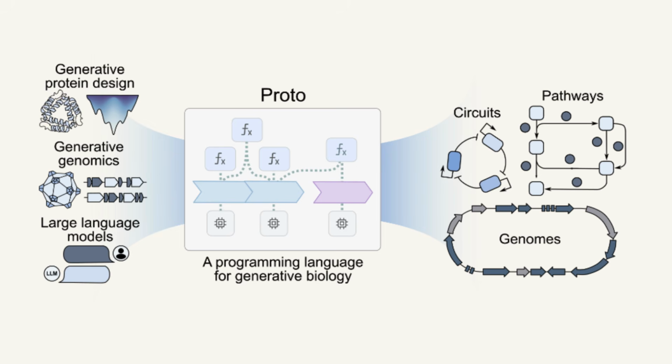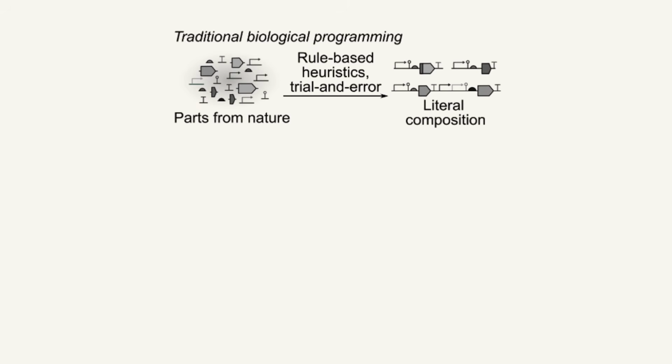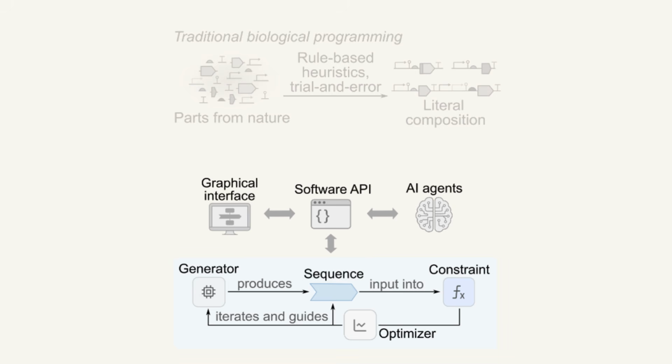Proto is a high-level programming language and tool platform for generative biology. The goal of Proto is to make it easier to compose biological AI models into design workflows without needing to rebuild a custom pipeline for every new task. Many biological design campaigns depend on a combination of sequence generators, predictive models, scoring functions, optimization algorithms, and downstream analysis tools. But these components are often difficult to install, configure, and connect. Proto provides a shared framework for bringing these tools together using 4 core primitives: sequences, constraints, generators, and optimizers.